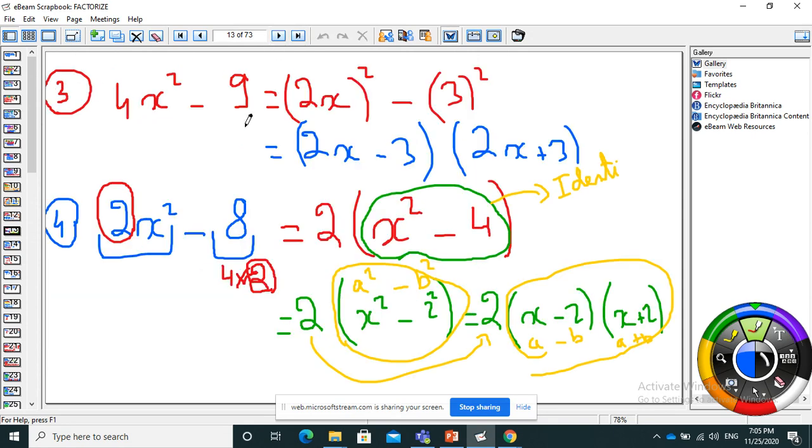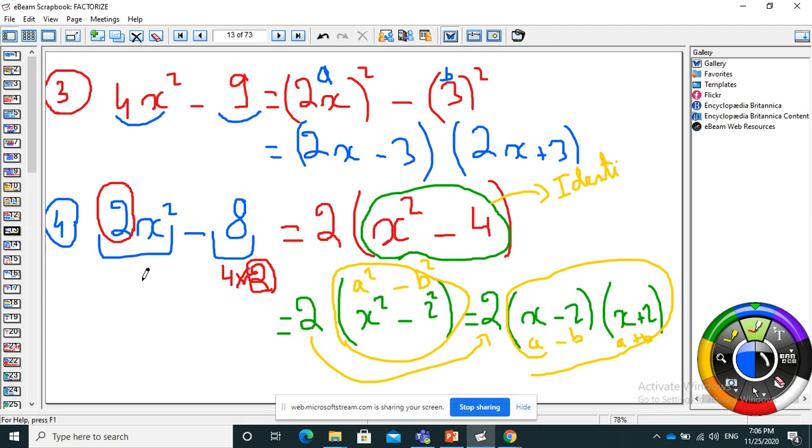Now here, I can see a squared minus b squared, also a little bit different. 4x squared minus 9. I can see that I have two terms. Do we have something in common? Nothing in common. I will go to the second question. Is it an identity? I can see easily that 4x squared is 2x squared, and this is a squared minus b squared because 9 is 3 squared. So it's a minus b, a plus b. So 2x minus 3, 2x plus 3.